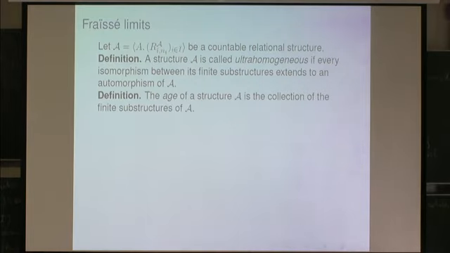In this talk, I will consider mainly relational structures, countable relational structures. This means that we have a countable set, and we have countably many finitary relations on this set. We call such a structure ultra-homogeneous if every isomorphism between its finite substructures can be extended to an automorphism of the whole structure. Okay, and the age of a structure is just the collection of its finite substructures.